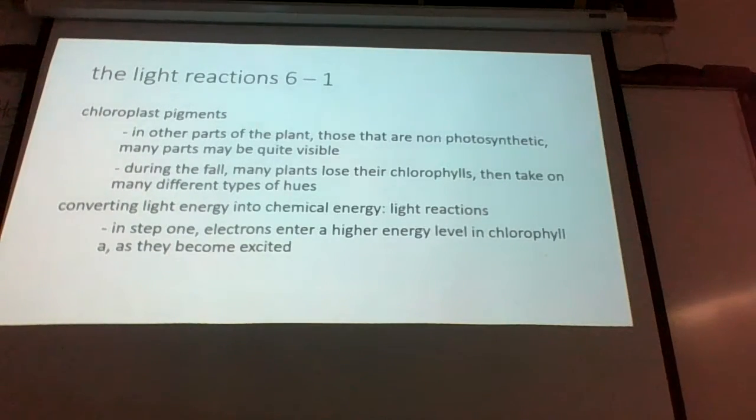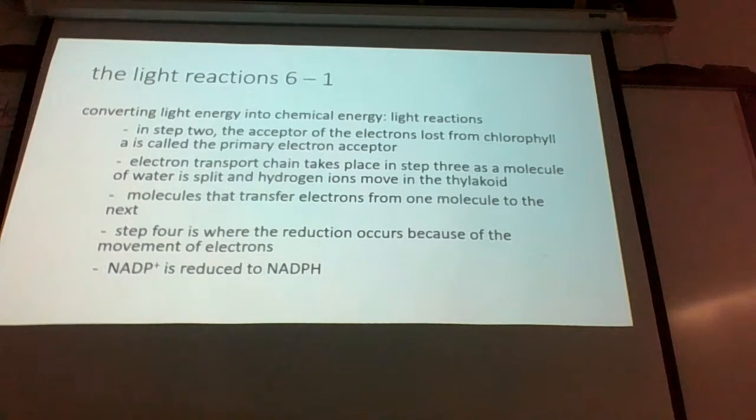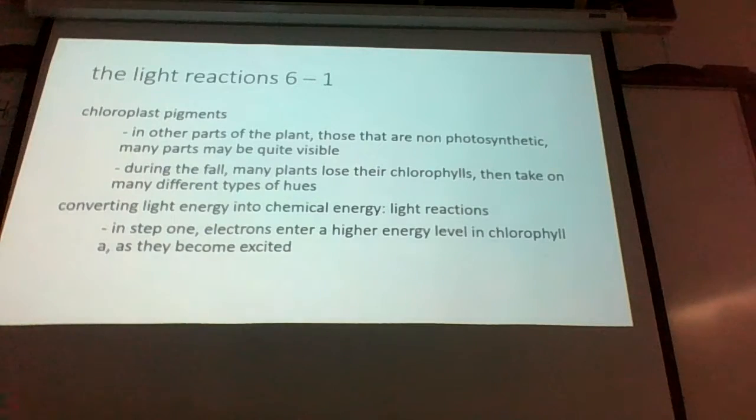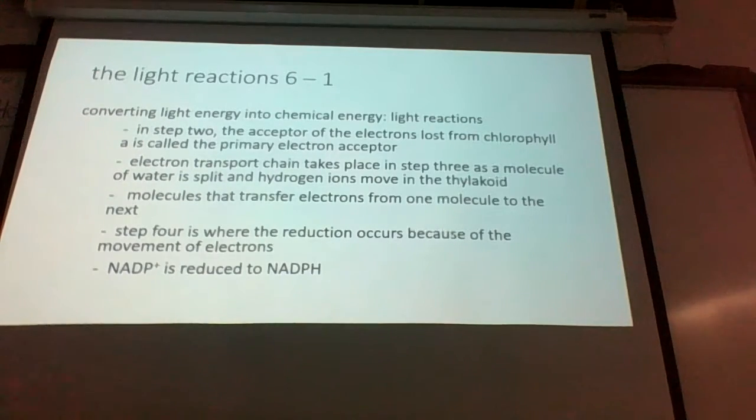Okay? So the big take-home idea of the light reaction is going to be something called the electron transport chain. As this sunlight is absorbed, this electron then gets pushed along, which, as you would guess, is a chain. And we eventually get to that here in just a moment. Okay, so in step one, these electrons enter a higher level in the chlorophyll A as they become excited because of absorbing that light. Then in step two, the acceptor of the electrons lost from the chlorophyll is called a primary electron acceptor.